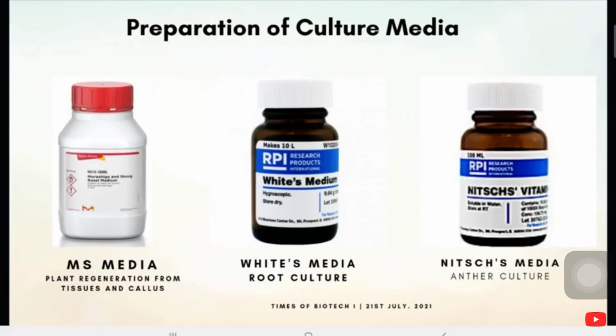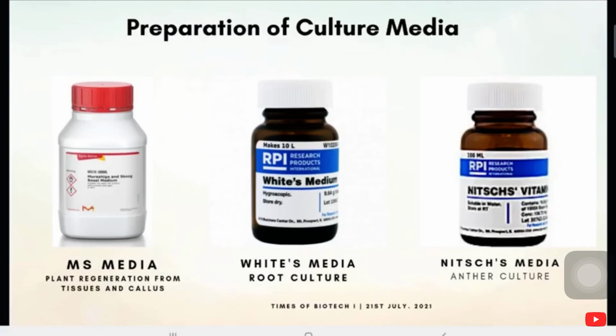For example, White's media has low salts and is suitable for root culture. But the MS media has a high salt concentration and thus is suitable for plant regeneration from tissues and callus. Coming to the Nitsch media, it has a salt concentration intermediate to MS and White's, and thus is used for anther culture. So it all depends on what kind of tissue culturing you are attempting to do.